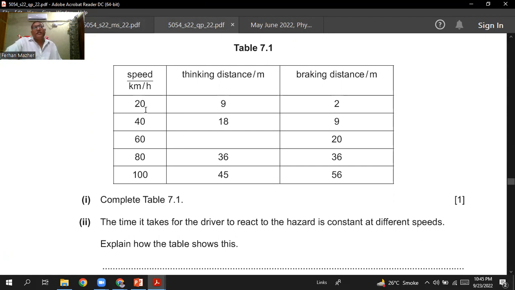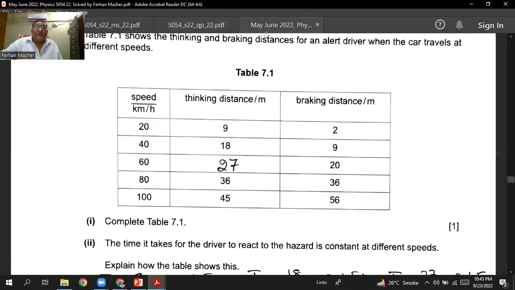You see, here the speed is given, and the distance traveled during the thinking time, the thinking distance, is given. If you divide the thinking distance by the speed, you will get the reaction time. So divide 9 by 20, 18 by 40, 27 by 60, 36 by 80, and 45 by 100. Every time you calculate the thinking time, the reaction time, it will be the same.